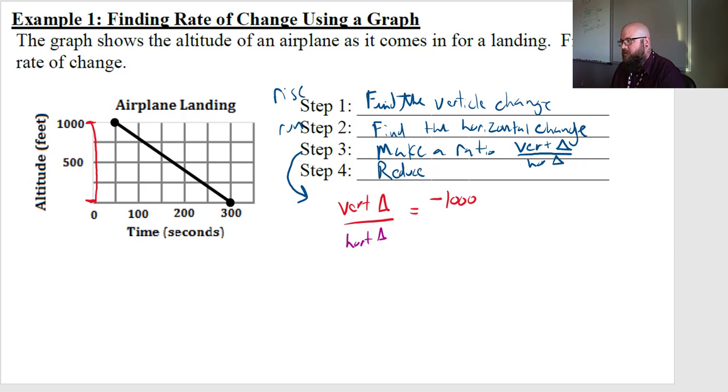We're going, it looks like, from 50 right here, all the way to 300. So we're simply going to take 300 minus 50. And that gives us negative 1,000 over 250. And if you do a little calculation for that, you should come out to get negative 4. All right? So negative 4.